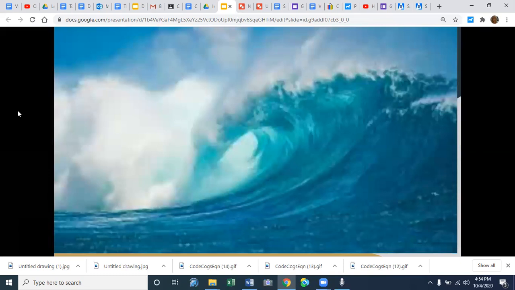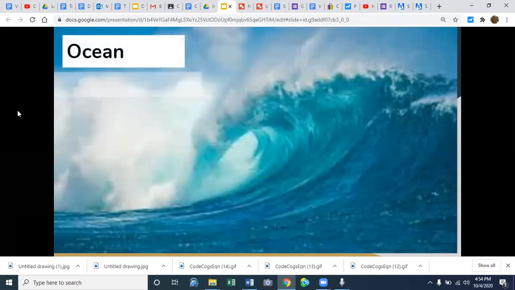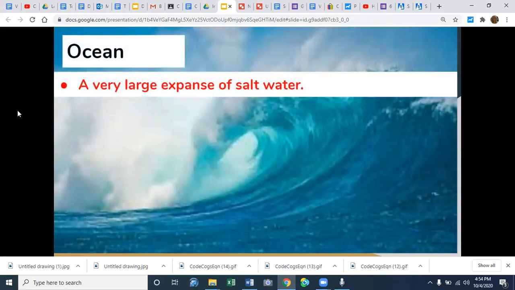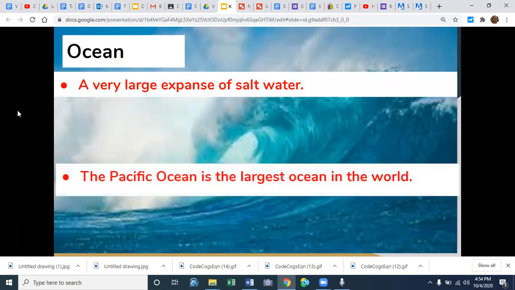What's this? This is an ocean. An ocean is a very large expanse of salt water. Notice how it's salt water. It's not fresh water. You cannot drink salt water. It will dehydrate you. The Pacific Ocean is the largest ocean in the world.